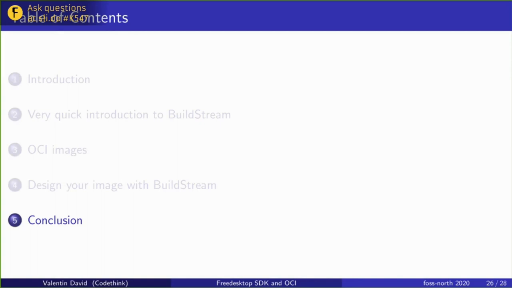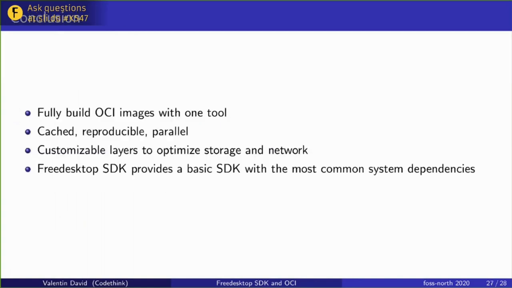So now I will just conclude and wrap up a bit. What I've shown is that we can make a fully built OCI image with just one tool. You don't have to deal with multiple things, and it's targeting building container images very well. There's no extra thing that is not needed, and there is everything that you need.